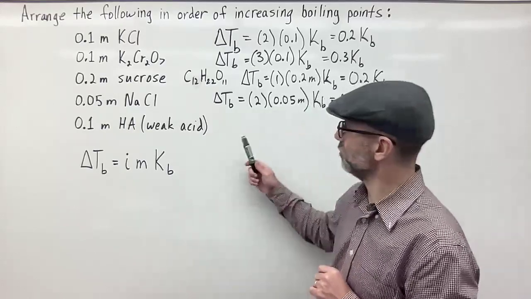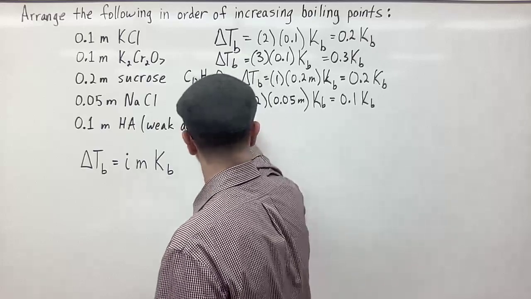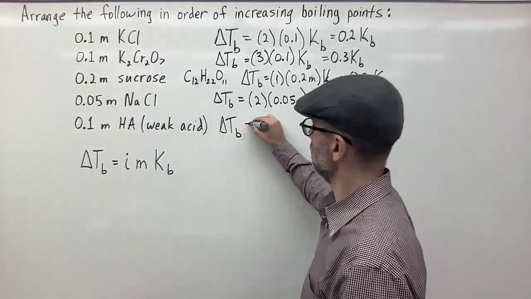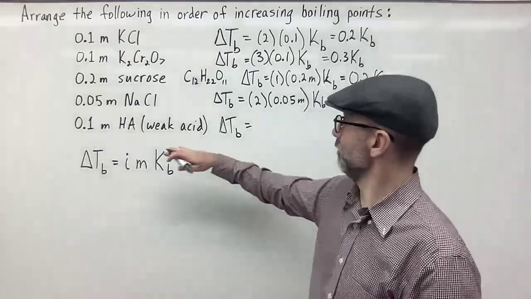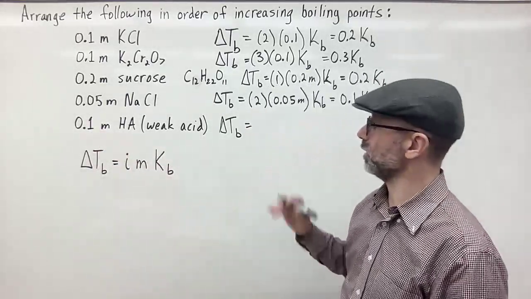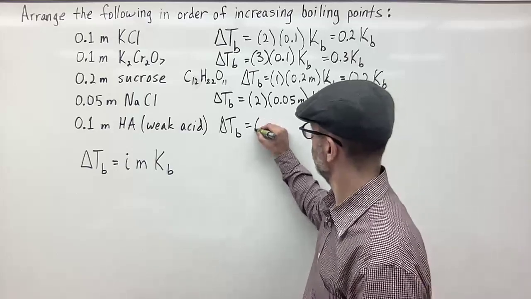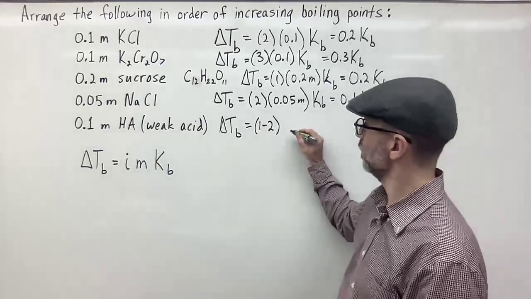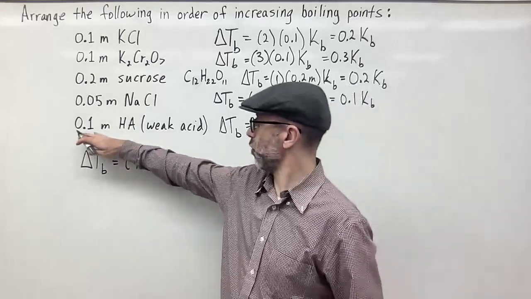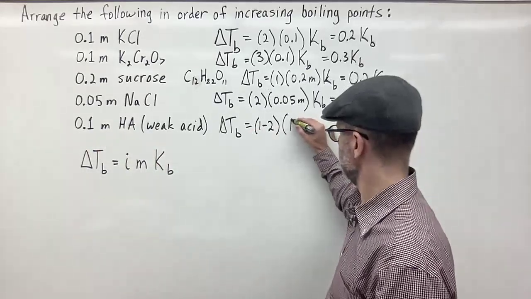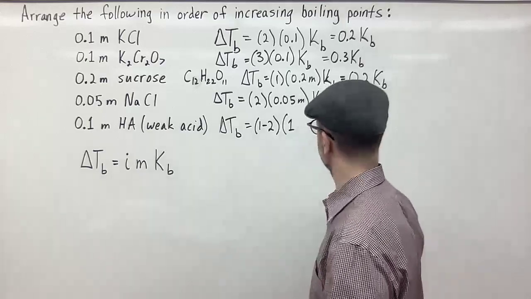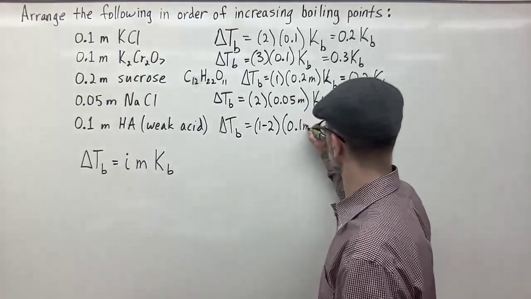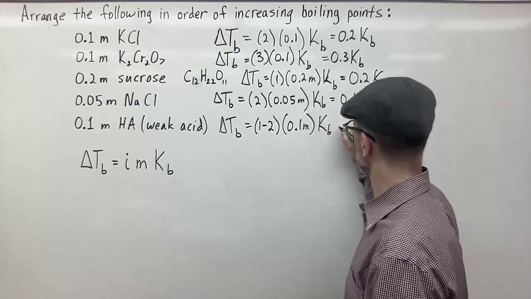So when we write it out, delta TB is equal to, now the Van 't Hoff factor is going to be somewhere between 1 and 2. So if I put in somewhere in that range, we're going to multiply that by 0.1 molality, 0.1 molal times Kb.